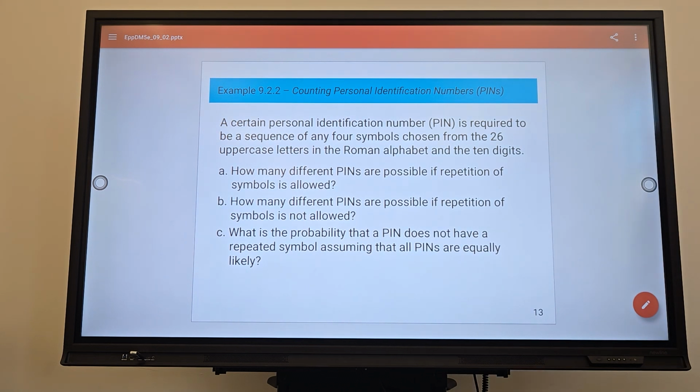So let's use the example of a personal identification number that is required to be a sequence of 4 symbols chosen from the 26 uppercase letters in the Roman alphabet and the 10 digits. How many different PINs are possible if repetition of symbols is allowed? How many different PINs are possible if repetition of symbols is not allowed? What is the probability that a PIN does not have a repeated symbol, assuming that all PINs are equally likely?